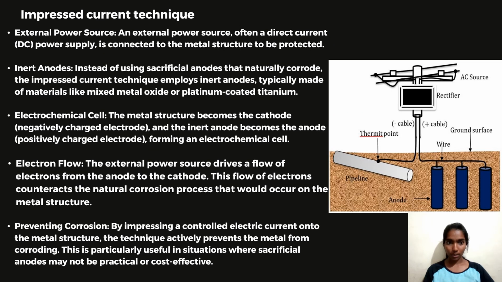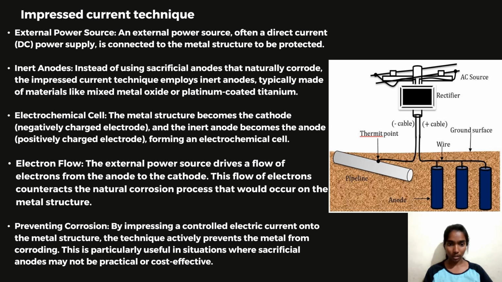The next one is impressed current technique. External power source. An external power source, often a direct current power supply, is connected to the metal structure to be protected. Inert anodes. Instead of using sacrificial anodes that naturally corrode, the impressed current technique employs inert anodes, typically made of materials like mixed metal oxide or platinum coated titanium. Electrochemical cell. The metal structure becomes the cathode and the inert anode becomes the anode, forming an electrochemical cell.